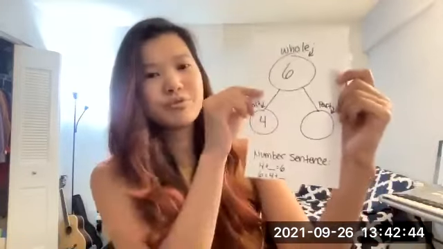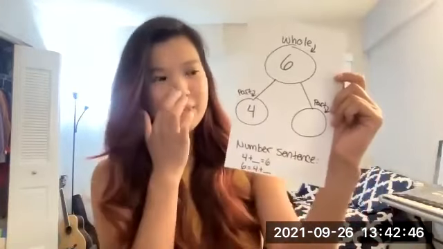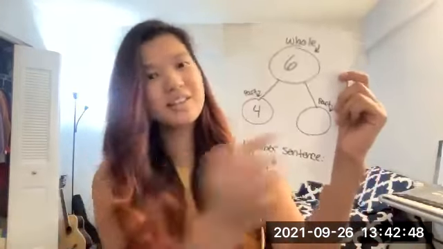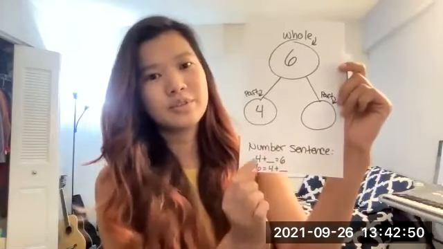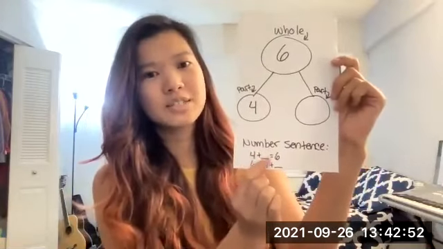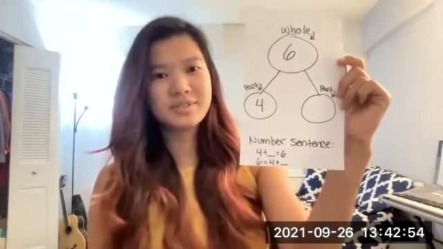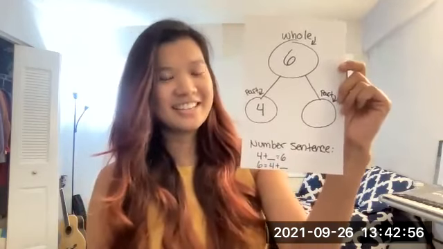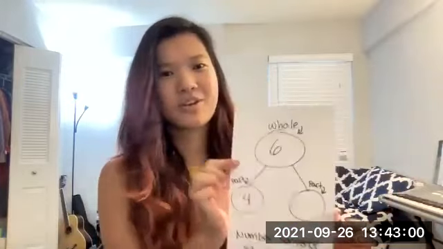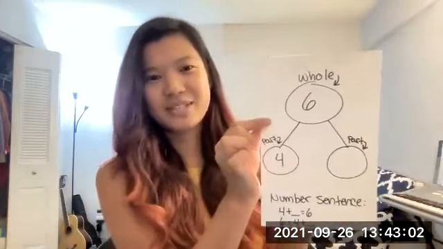So how many fingers did I add on? I counted on 2 fingers. So that tells me that my missing part is a 2. So 4 plus 2 equals 6. And I double checked it with my fingers. So I know that that number bond is correct and that my missing part is going to be 2 for this one.